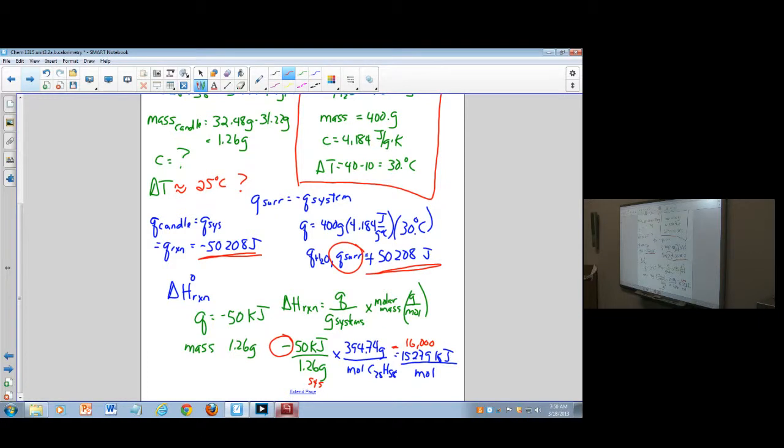Hopefully that's not a problem. Anyway, that's how you find the delta H of the reaction. All right, so be sure you bring any negative sign, whatever the sign is. Once you've found the Q of the reaction, which we did over here, you're going to bring that negative sign everywhere you go.